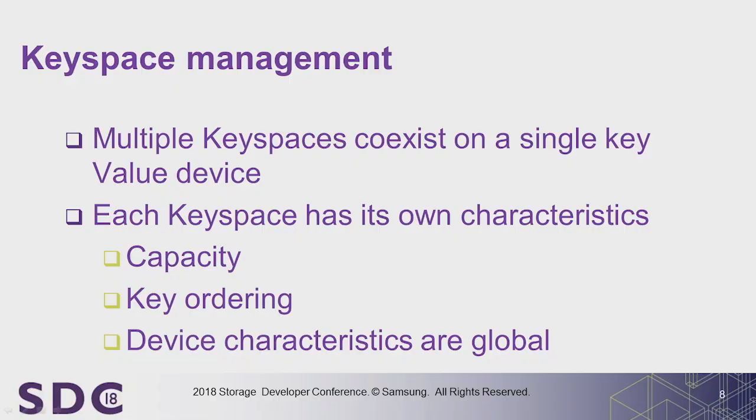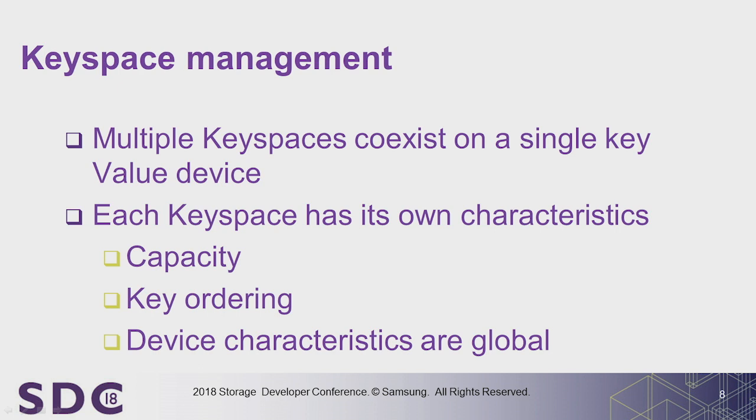So, Keyspace management. Multiple key spaces can coexist on a single key-value device. Each key space has its own characteristics. It has its own capacity. It has key ordering if that is supported by the particular device, or that may actually be supported in a library above the device. So this is an API. There is an interface between the device and the API. That device may do some of the processing in the host. It may do all of that processing on the device.